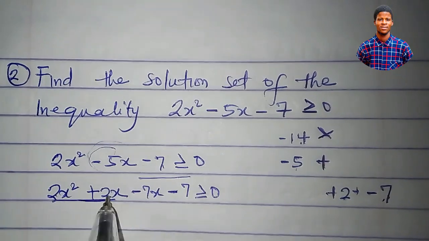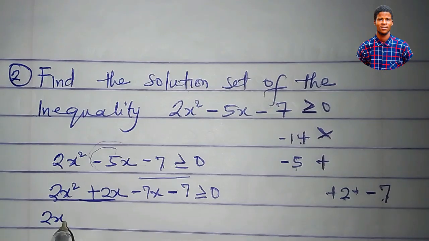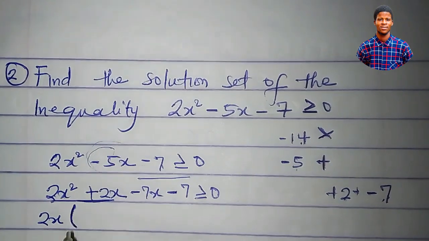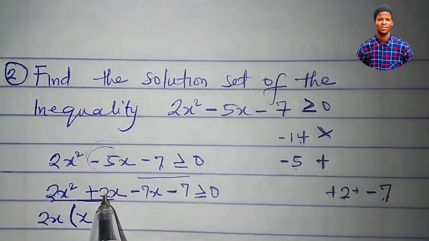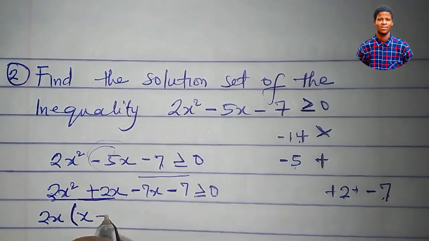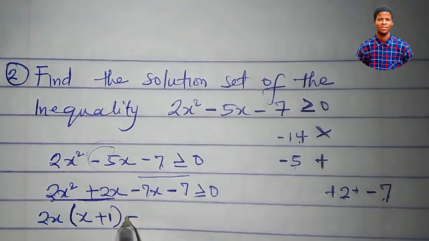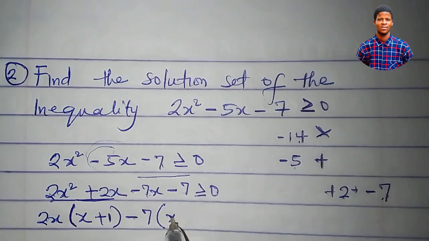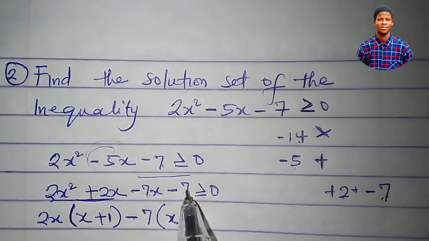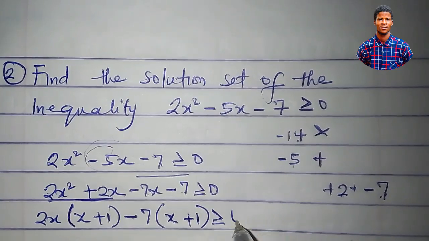What is common to these 2? 2x squared and 2x. It is 2x. So bring 2x out, open a bracket. 2x squared divided by 2x is x. 2x divided by 2x is 1. What is common to the last 2 is minus 7. Minus 7x divided by minus 7 is x. Then minus 7 divided by minus 7 is plus 1. Greater than or equal to 0.